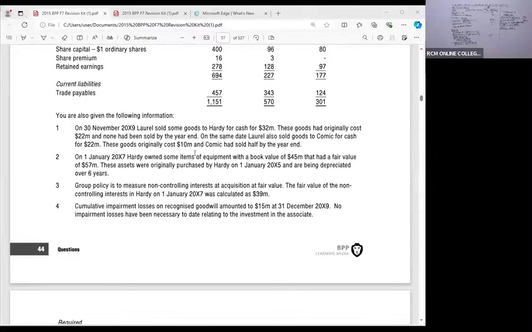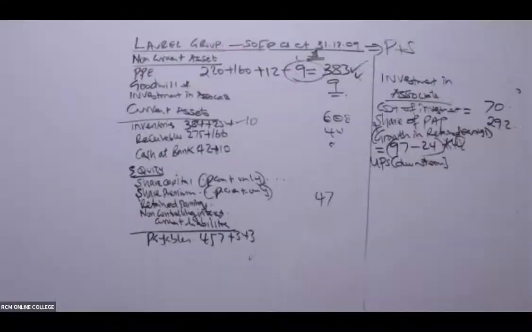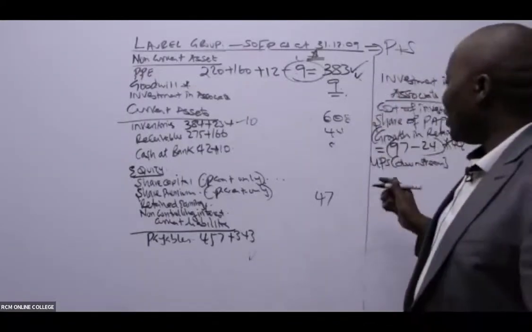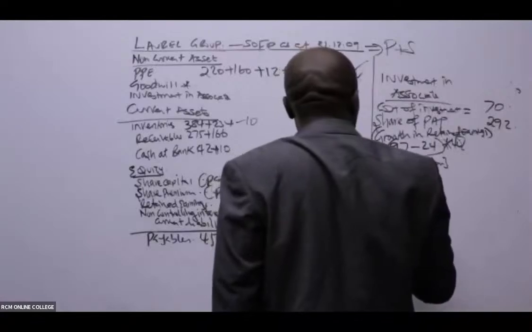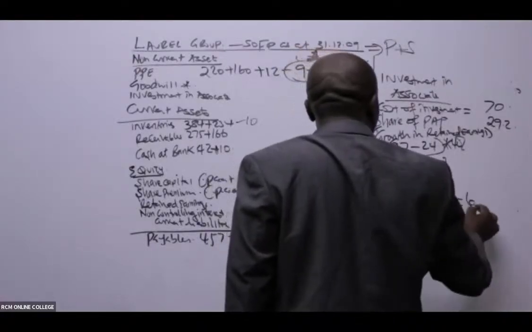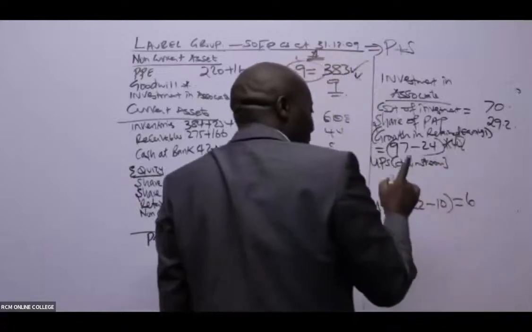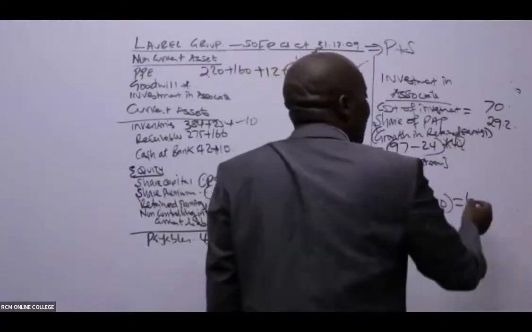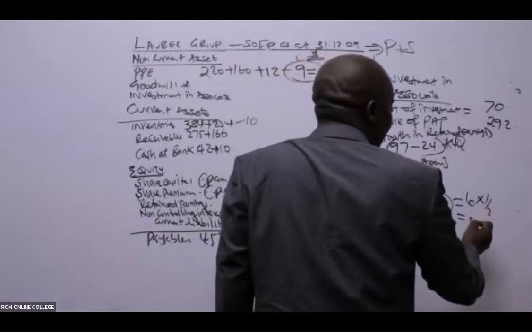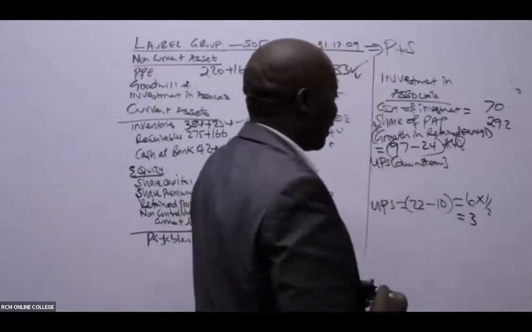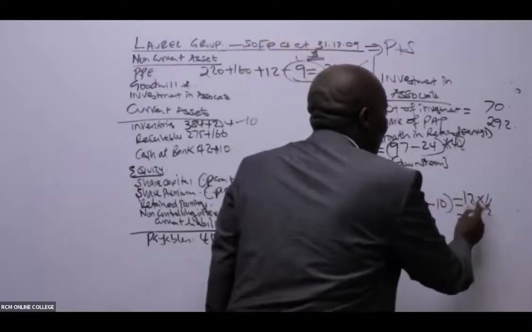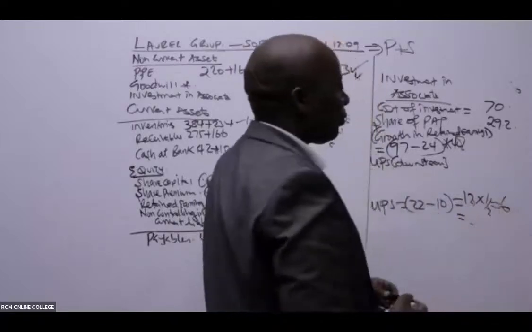So what we have as our unrealized profit will be the revenue they earned, 22, minus the cost, which is 10, which is 12. But remember, they had sold half by the end of the year. So the profit is 12, sorry, and 12 times a half is 6. It's not the whole of it which hasn't been realized. Some of it has been sold, so what is remaining is a half.